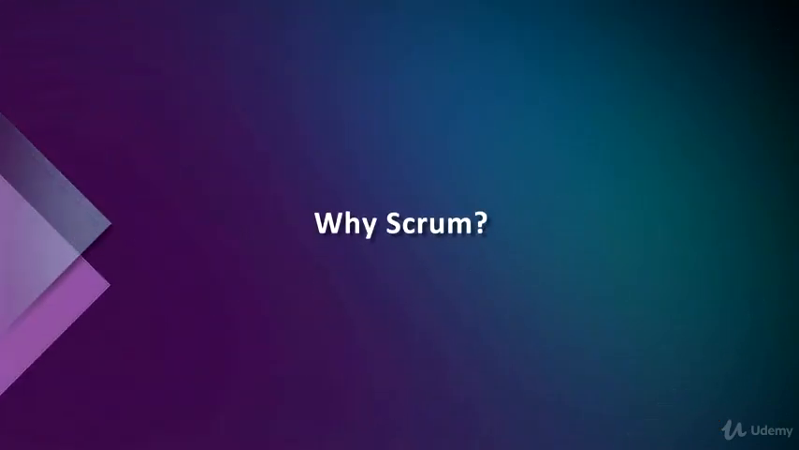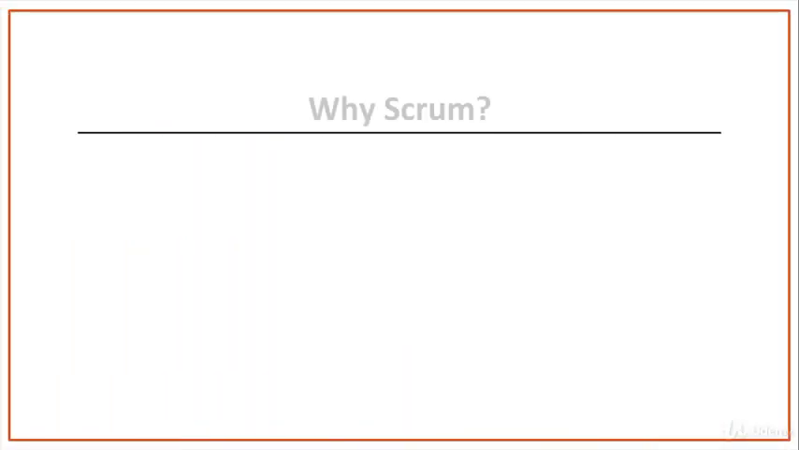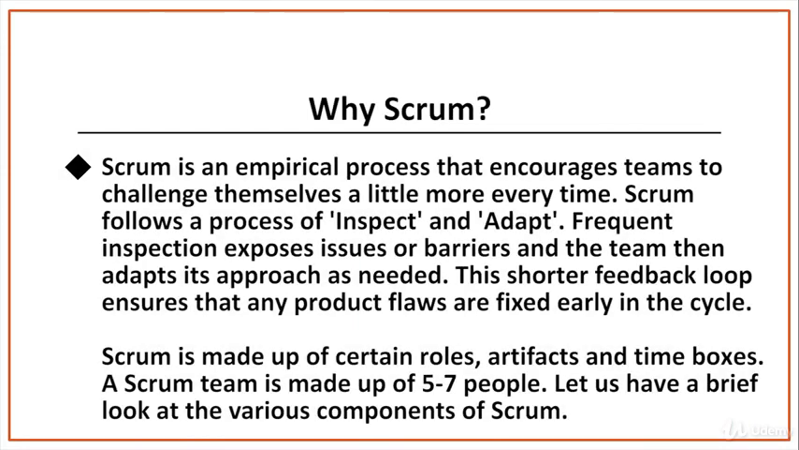So, why Scrum? The word Scrum is derived from the game of rugby, where a team collectively moves down the field to reach its goal. Scrum is an empirical process that encourages teams to challenge themselves a little more every time. Scrum follows a process of inspect and adapt. Frequent inspection exposes issues or barriers, and the team then adapts its approach as needed. This shorter feedback loop ensures that any product flaws are fixed early in the cycle.